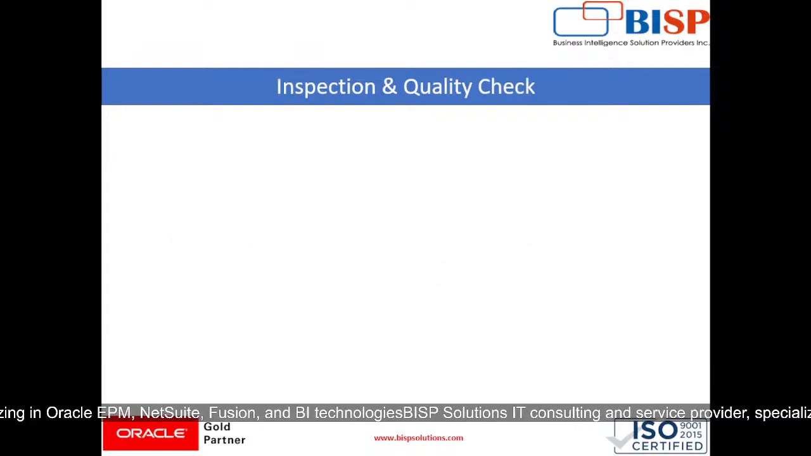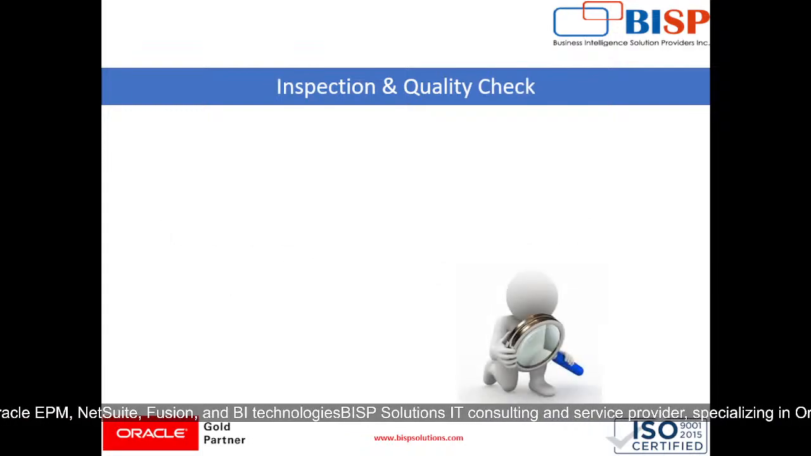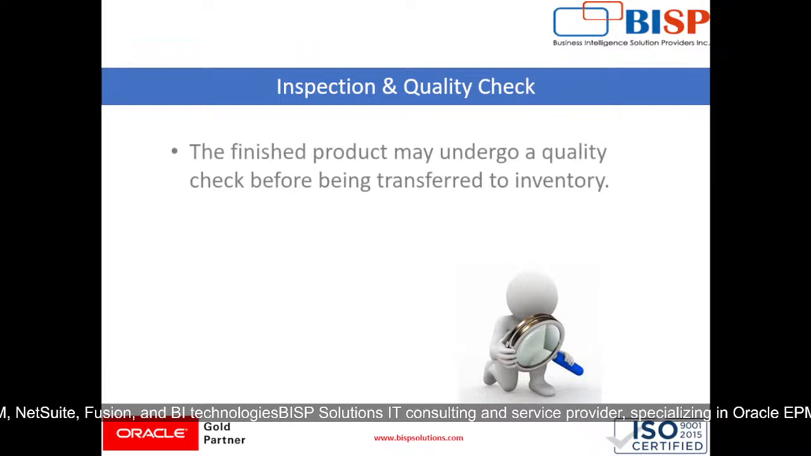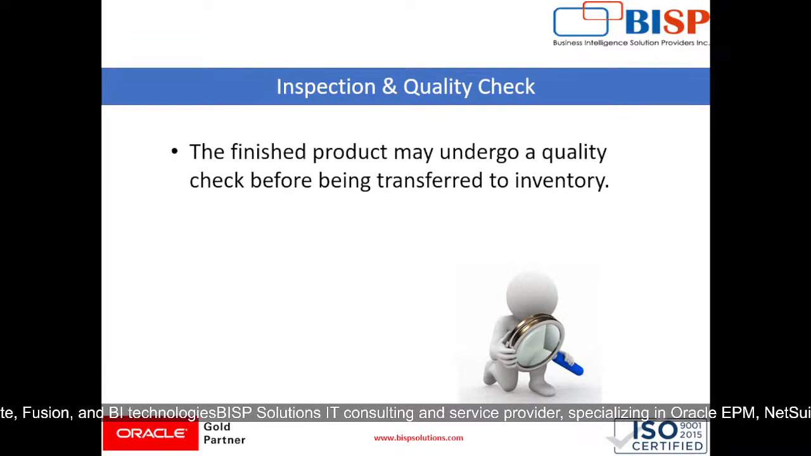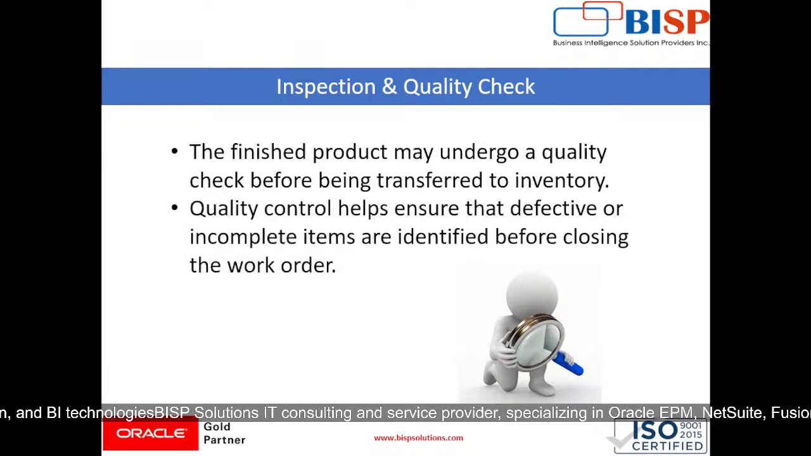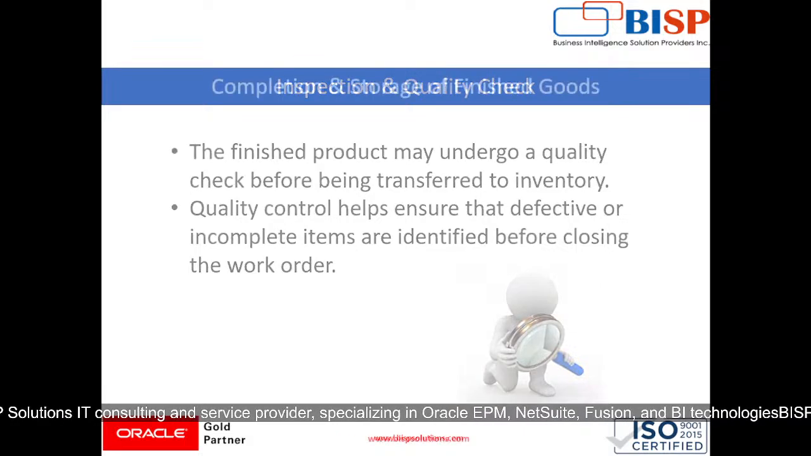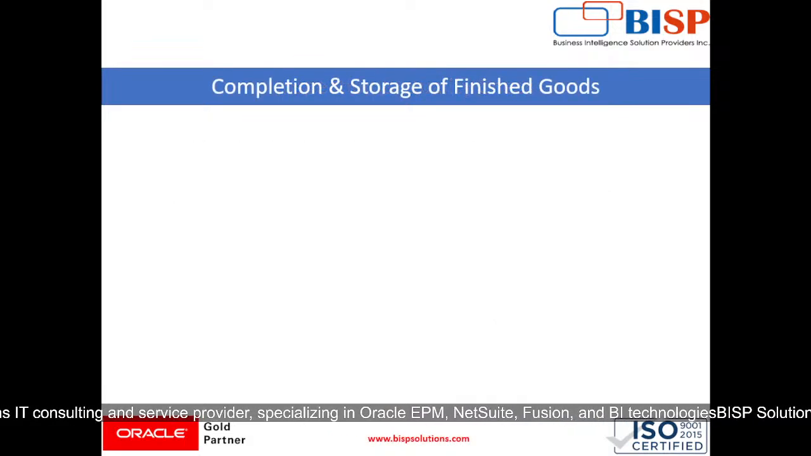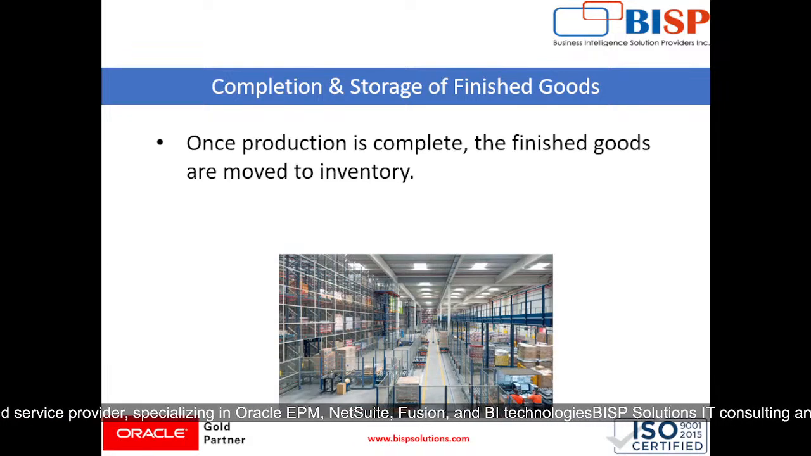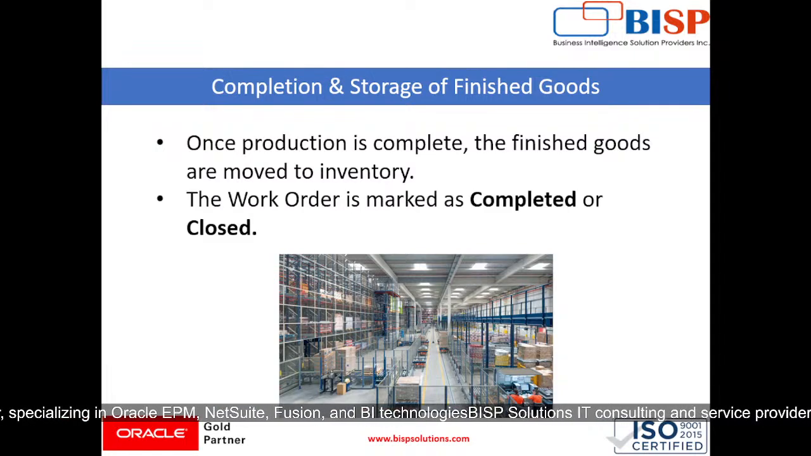Next comes inspection and quality check, which is an optional task. The finished product may undergo a quality check before being transferred to inventory, and quality control helps ensure that defective or incomplete items are identified before closing the work order. After that, completion and storage of finished goods, where once production is complete the finished goods are moved to inventory and the work order is marked as completed or closed.